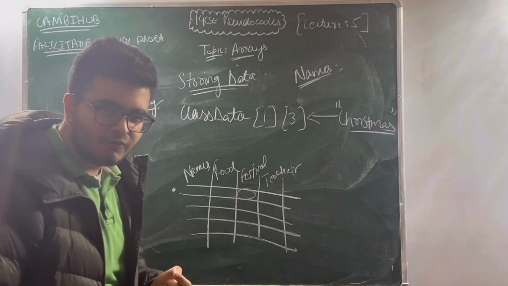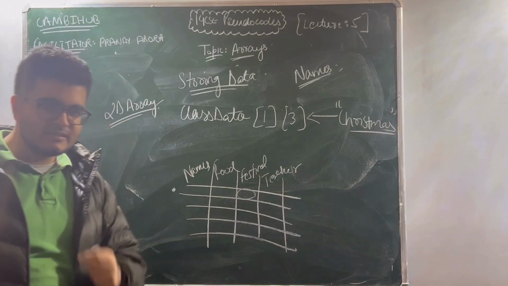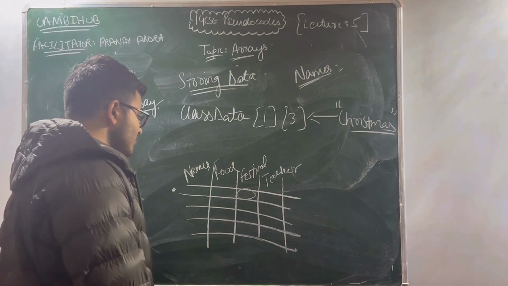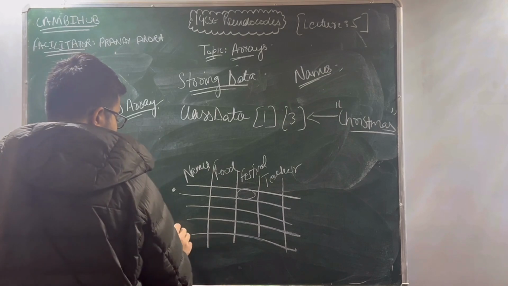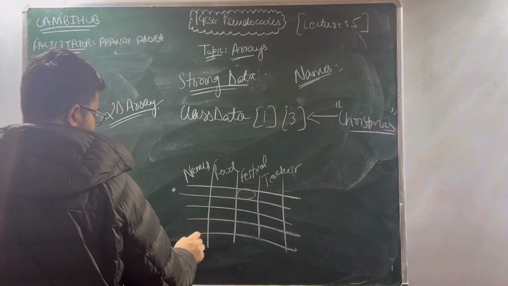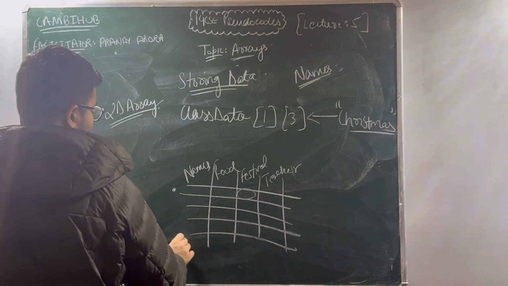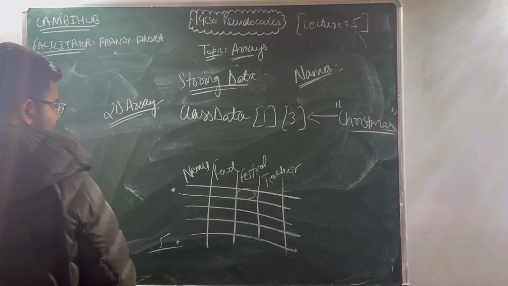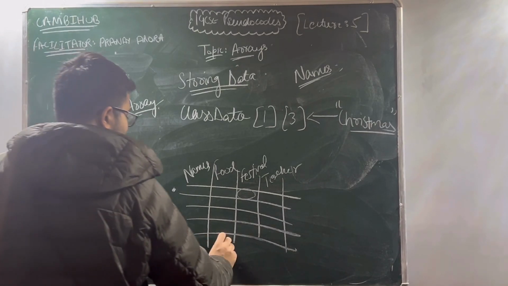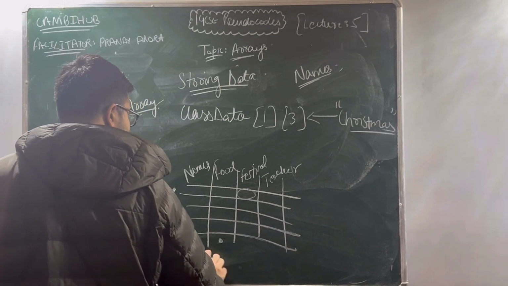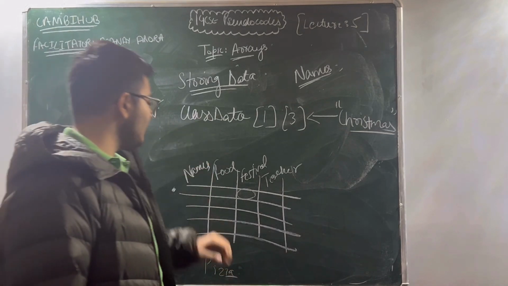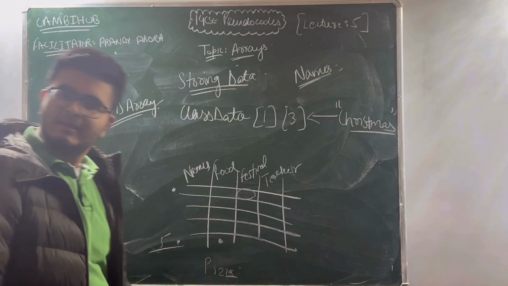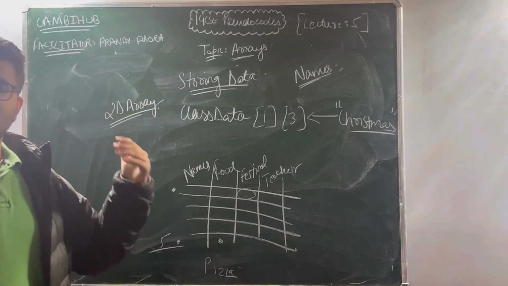A tiny homework for you: just put your answers in the comment box and I'm going to check it. Suppose the fifth person, 1, 2, 3, 4, 5, likes to eat pizza. Try using the same logic and store this data in our array.